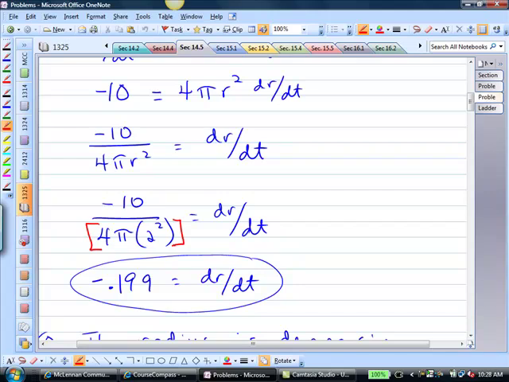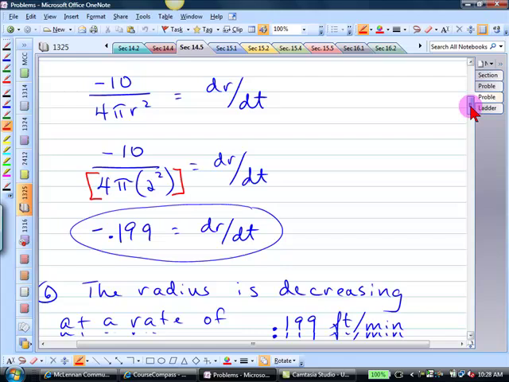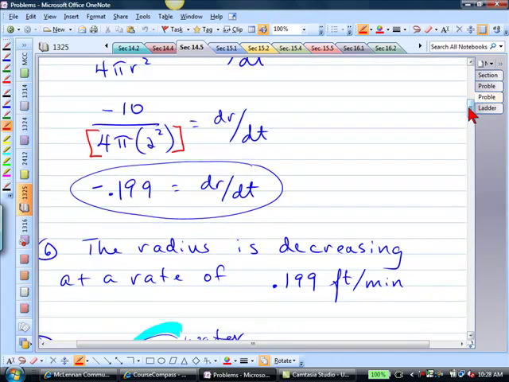Did y'all get it? If you didn't get it, it means something probably here with the dividing. And the last step would be to evaluate that, write it into an answer form. The radius is decreasing, because this is a negative, at a rate of 0.199 feet per minute. Are we okay with that? At least for the first one?